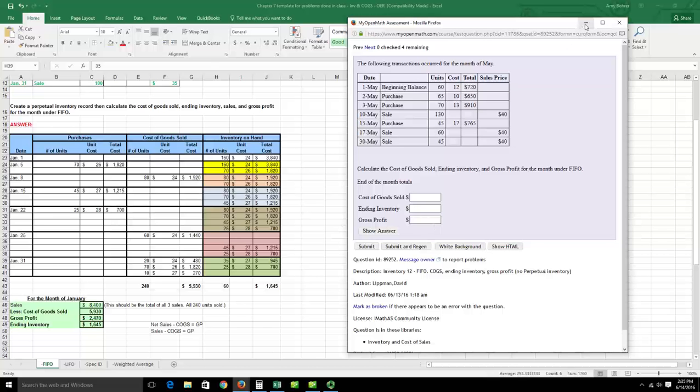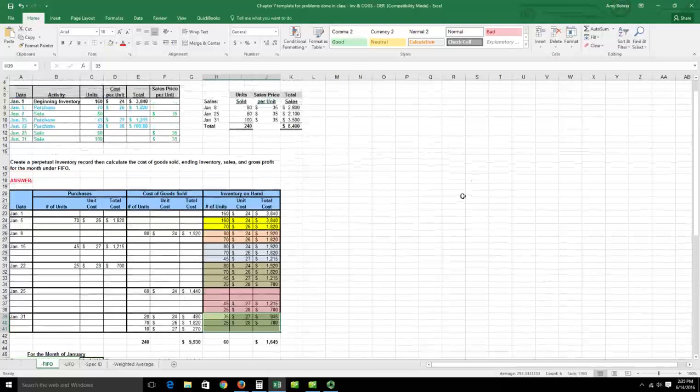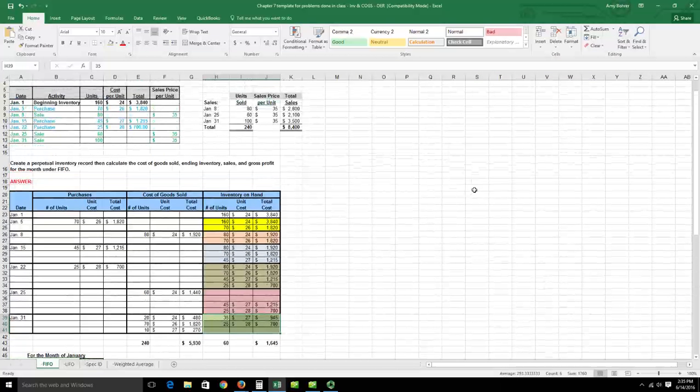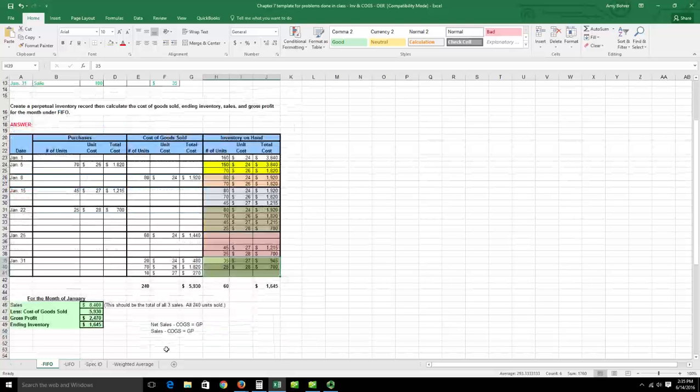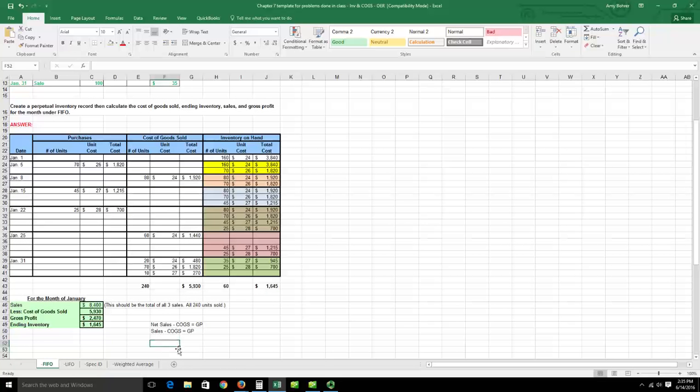Okay, I will show you one more very good double check, if you will, for a problem like this. It's the total cost of goods available for sale. And let me write the formula down here. Cost of goods available for sale equals your beginning inventory plus all your purchases.